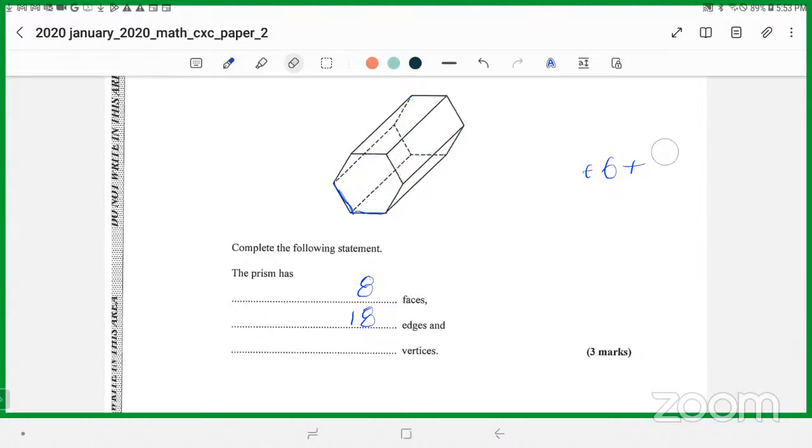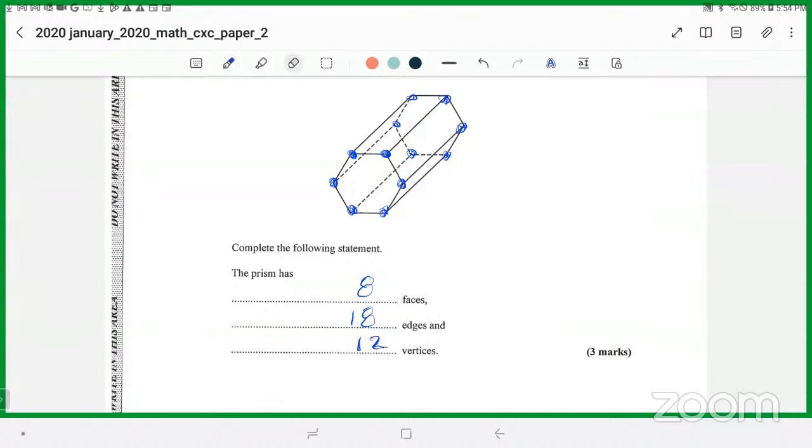All right. And then now what are the vertices? What's a vertex? Where the edges meet. They're like points, like here, and here, and here, and there, and there. So they're where the edges meet, right? How many of them? 12? Yes, sir. 12.